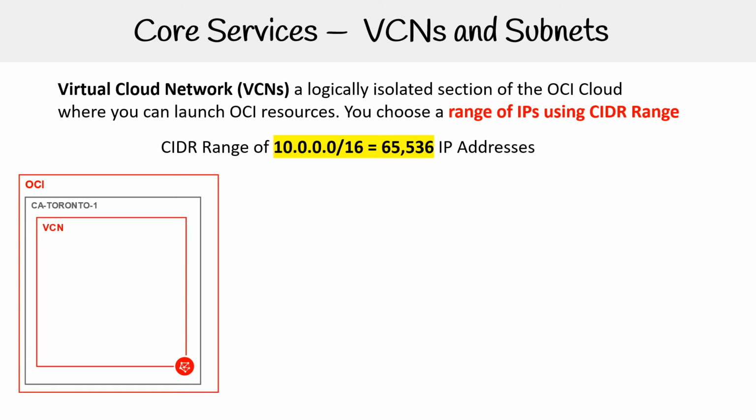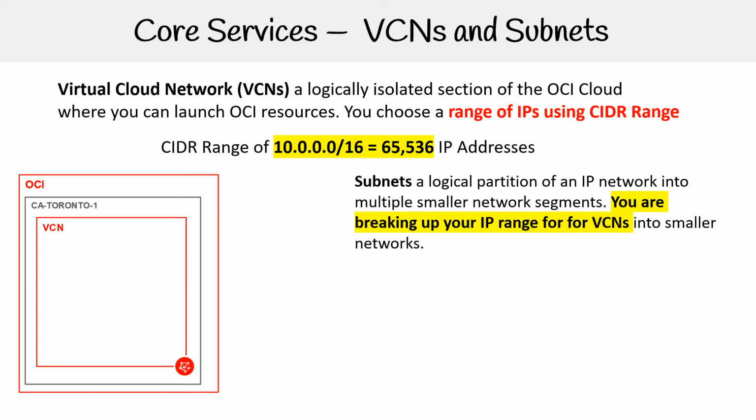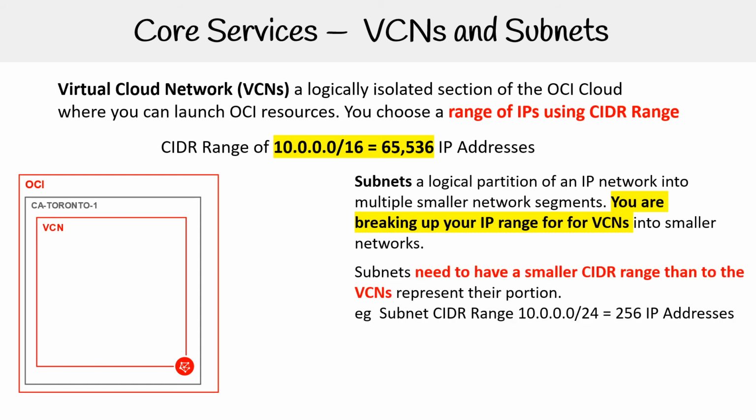Now, the thing with the VCN is we want to split it up into smaller logical sections, and that's where subnets come into play. A subnet is a logical partition of the IP network into multiple smaller network segments. You're breaking up your IP range for your VCN into smaller networks. Subnets have a CIDR range as well, but the CIDR range has to be smaller than the VCN CIDR range, because it's like cutting up a pie. It has to be smaller. You can't take the whole pie.